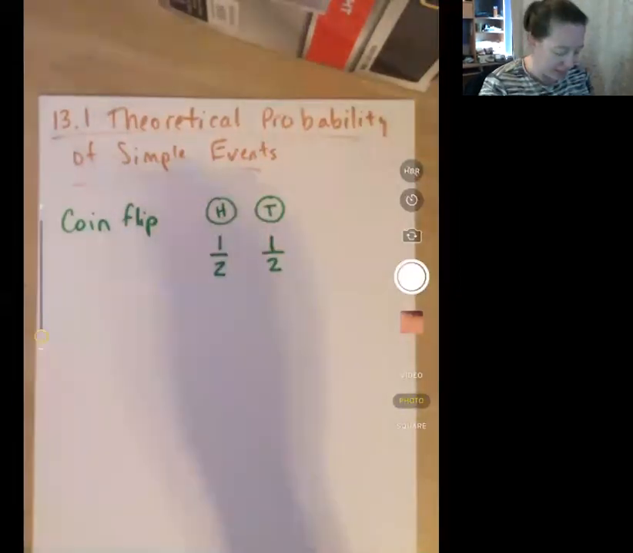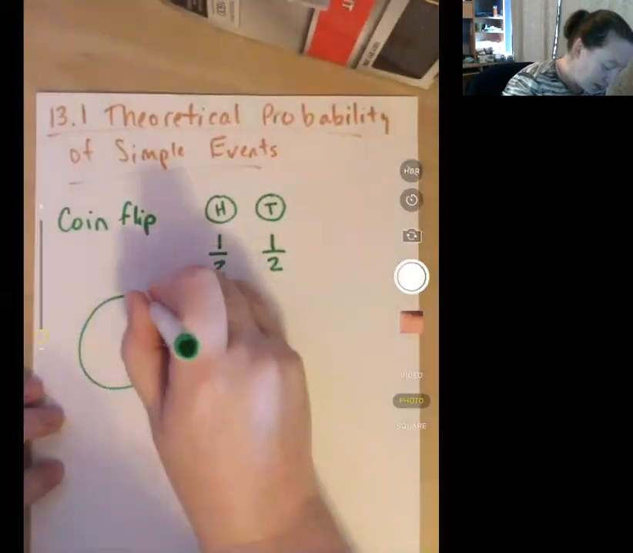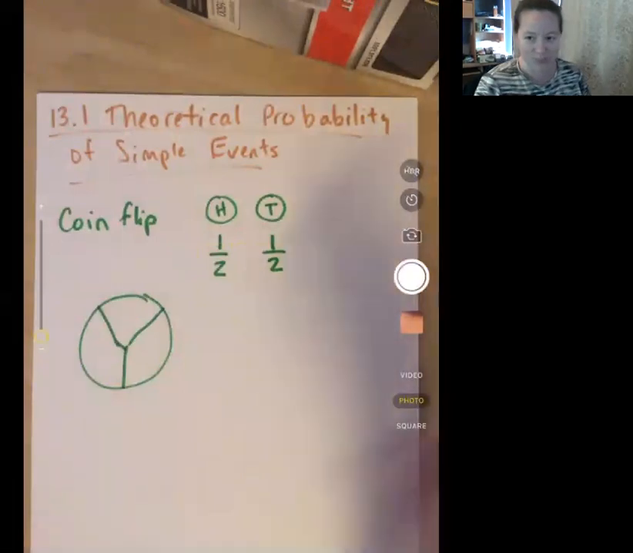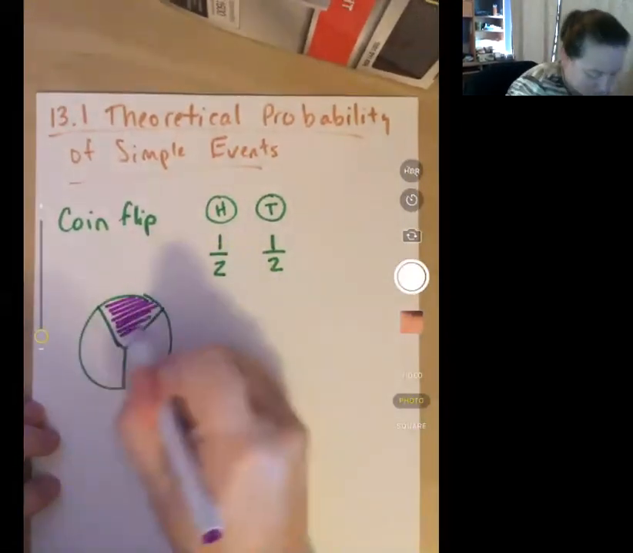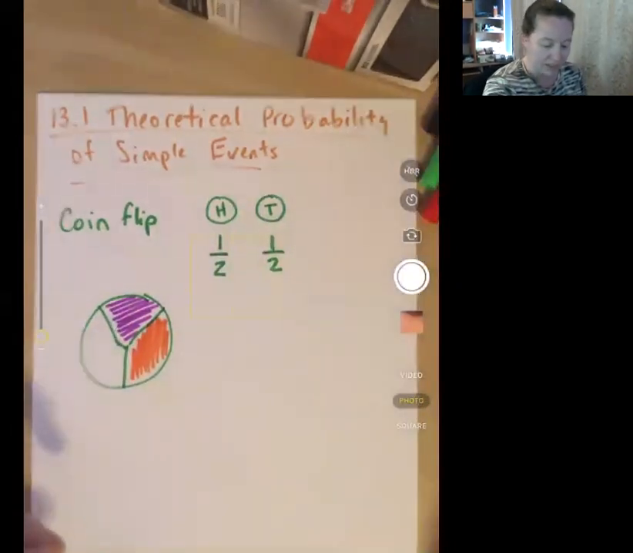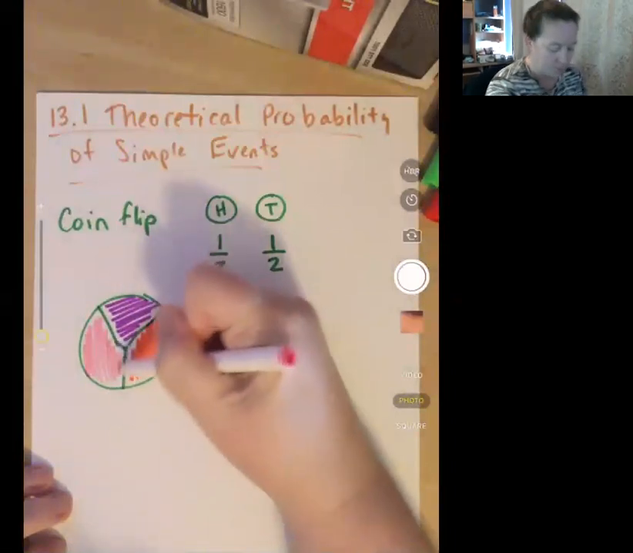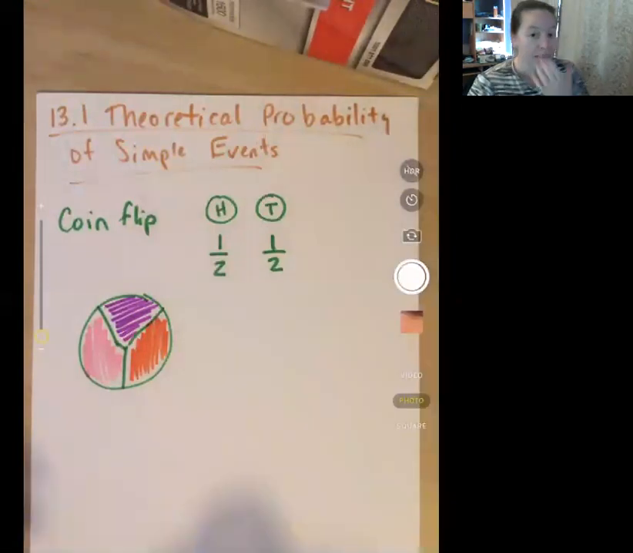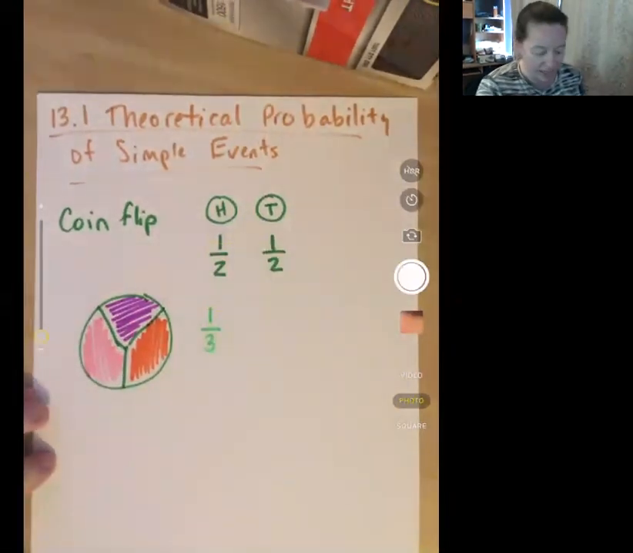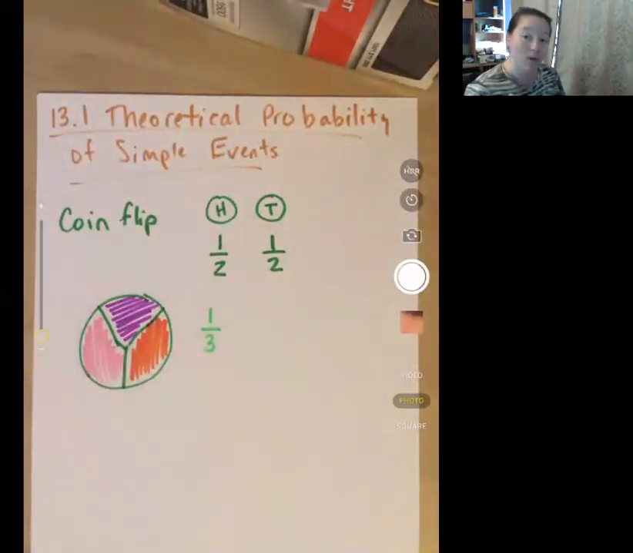If I have something like this, if I have a spinner, and we're going to pretend that all of those are the same size. I realize they don't really look the same size, but we're going to pretend that all of those are the same size. And I have purple, and I have orange, and I have pink. Okay? My probability of landing on purple is 1 out of 3 chances. I have 3 chances. One of them is purple, so that is my probability of landing on the purple. My probability of landing on the pink is also 1 out of 3 chances, and my probability of landing on the orange is also 1 out of 3 chances.